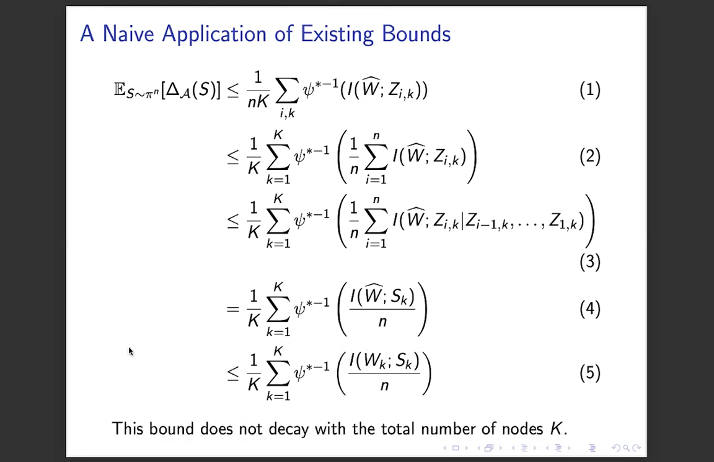The problem with this sort of approach is that in this bound, we have k different things we're summing over, and we're averaging with a 1 over k, so the bound doesn't really decay with the total number of nodes, k. This is bad because we're essentially getting no benefit from the total data set across all of nk training samples. We only get this factor of n decay.